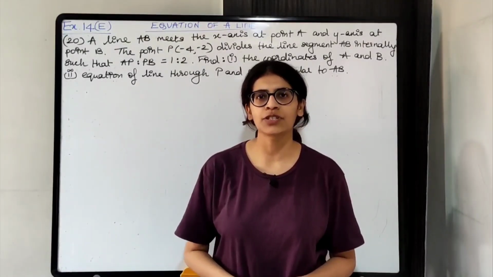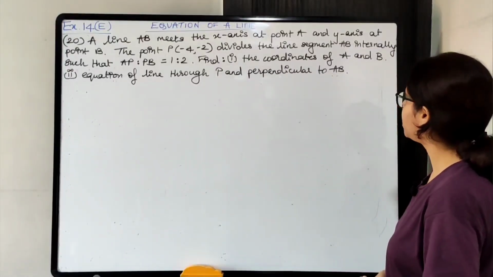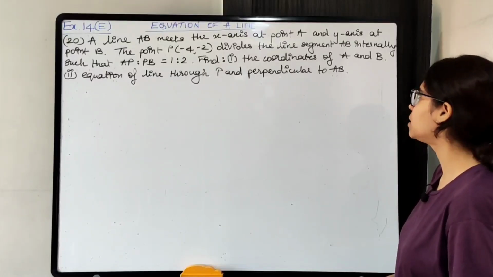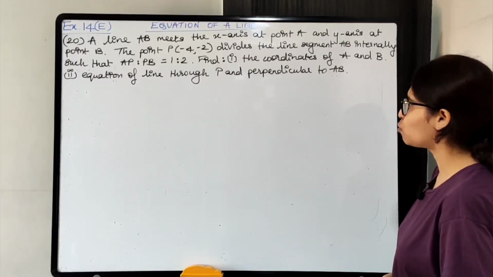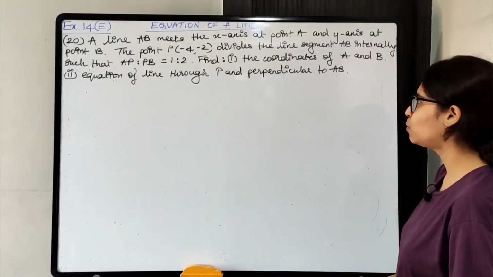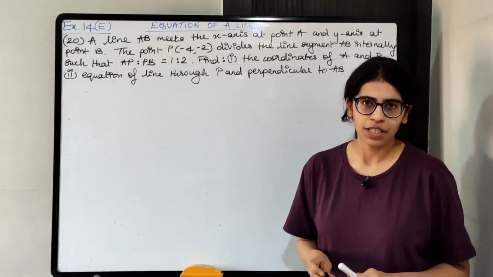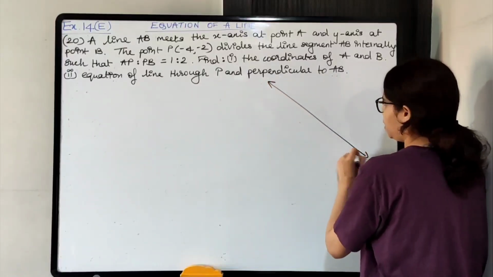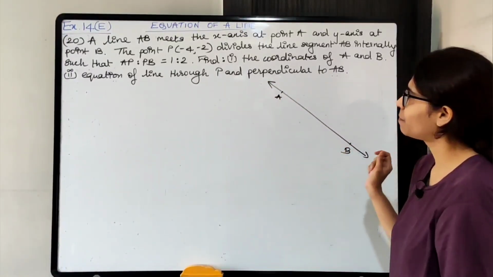Let's read the next question. Question number 20. A line AB meets the x-axis at point A and y-axis at point B. The point P (-4, -2) divides the line segment AB internally such that AP is to PB is equal to 1:2. Find first part the coordinates of A and B, second part equation of line through P and perpendicular to AB. There is a line AB. So let's draw the line. एक line है AB. AB, just mark the points.